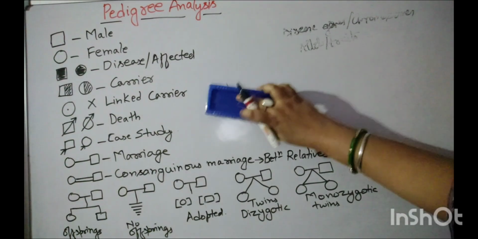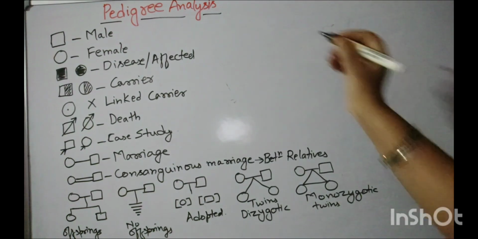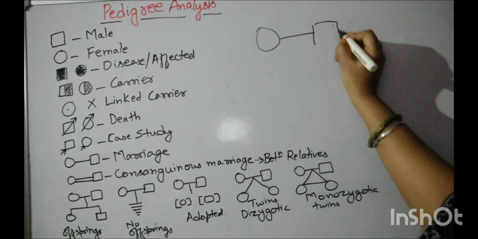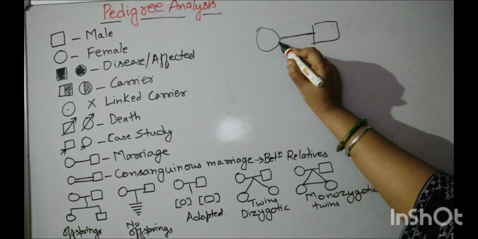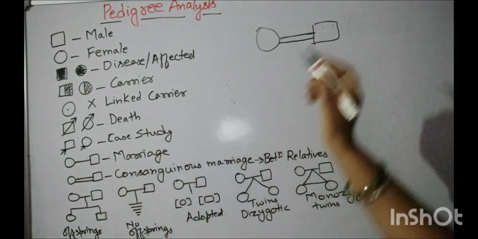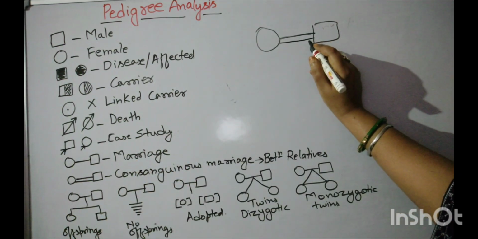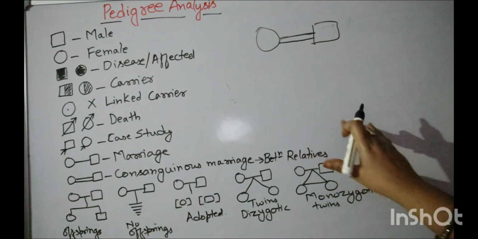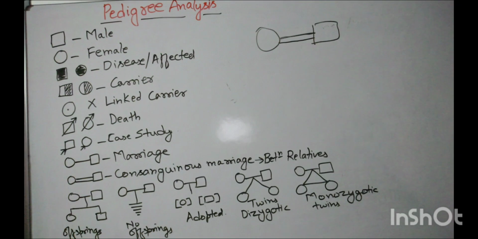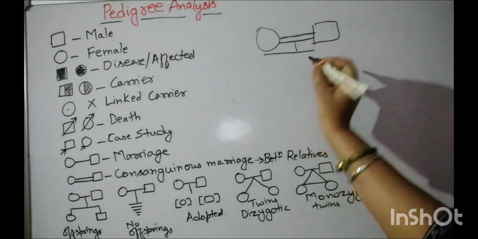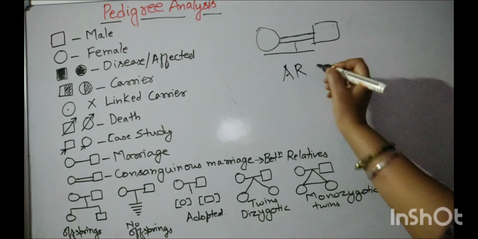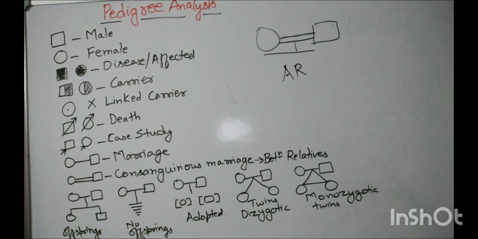Whenever there is a line joining the two, it is for marriage. For example, this is a female, this is a male, and if I draw a line like this, it is a marriage. If I make a double line, what does it mean? It means consanguineous marriage, a marriage between relatives. Whenever the marriage is between relatives, we draw it like this. And what will be the offspring of this type of relatives? They will be autosomal recessive. We will discuss that further.